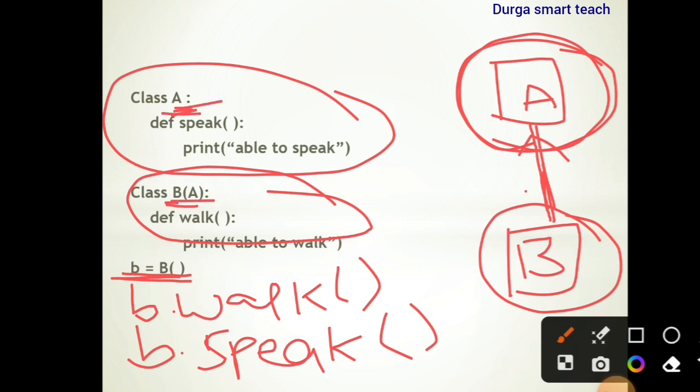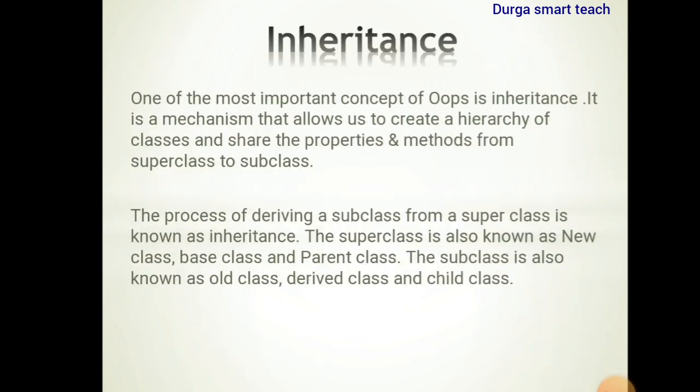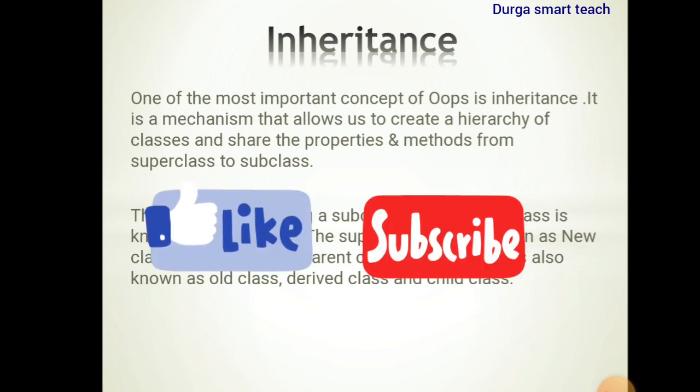If you create an object for class A, you can access only speak, because it is a parent class. The parent class contains only one function. But if you create an object for class B, you can access the child class properties as well as the parent class properties. I hope it is clear. So what is inheritance, and how to declare a subclass and superclass. In the next class I will explain about types of inheritance.